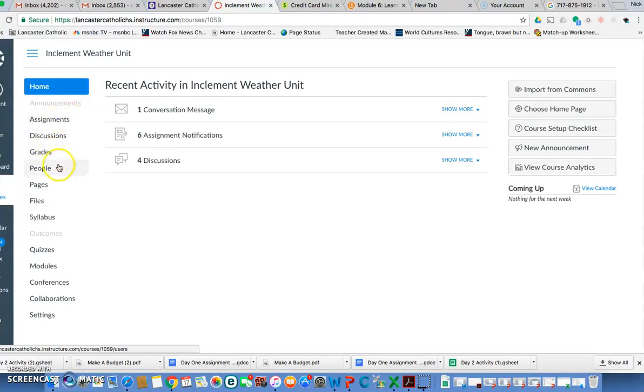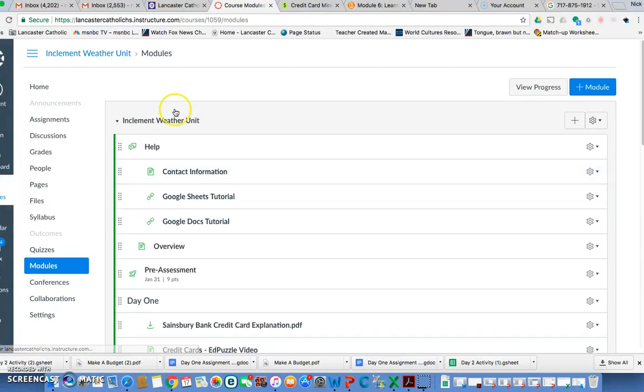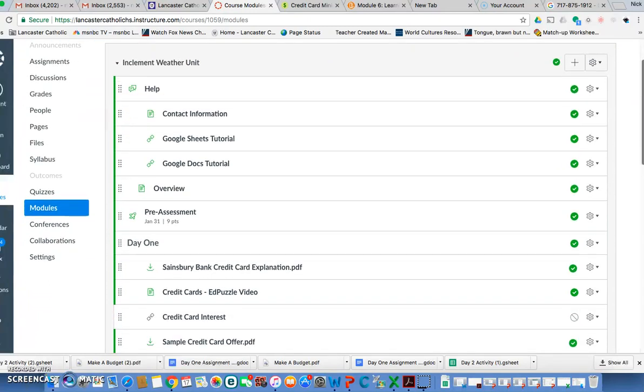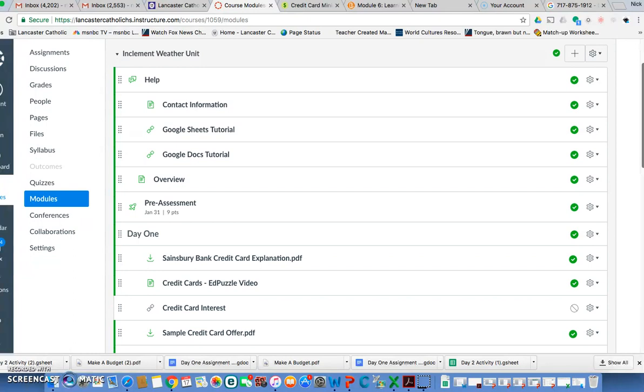So what you'd do first, you'd go down here to modules, and I created a course in Canvas for this, and then also called my unit and my module one inclement weather unit. So I have this set up as one single unit with several days of instruction to carry with it.